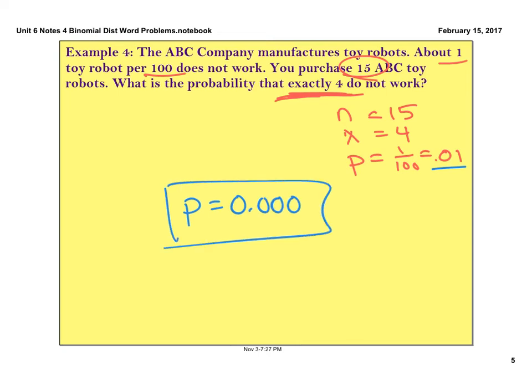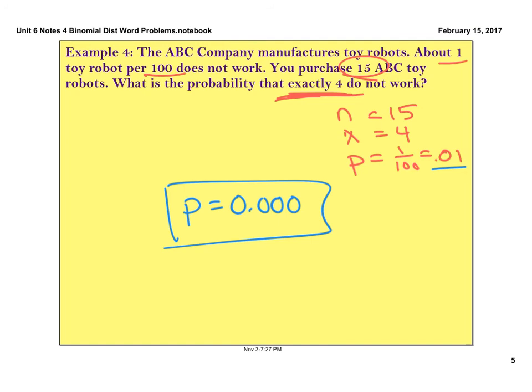So you have a very, very small chance of 4 out of 15 toys not working when the overall probability is 0.01. That's what that's saying there. And again, it rounds to 0. That doesn't mean it's exactly 0. It just means that it rounds to 0. So the probability of that happening was so small that it rounded itself to 0.